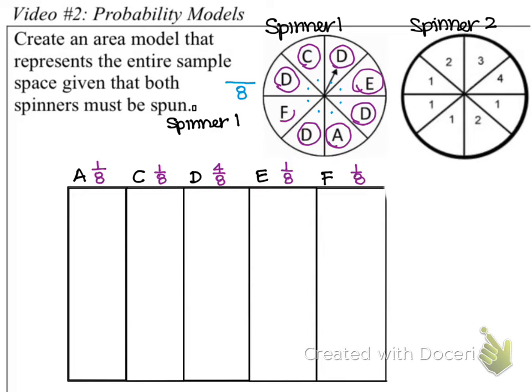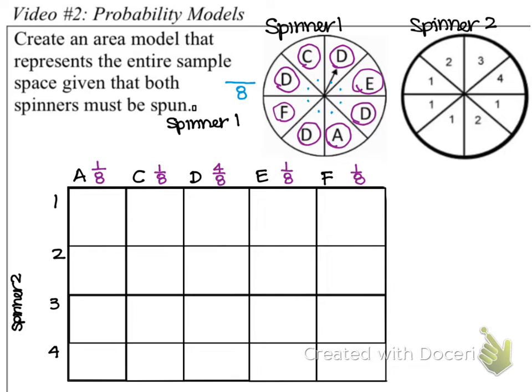Now, if we did this correctly, another way to check is to take a look at all of those numbers across the top. All of those fractions have to add up to 1, as it represents 100% of the spinner itself. If we add up all of those fractions, we do get 1. Now I'm going to do the exact same process with the second spinner, separate it out, and figure out the probability of each one of those.